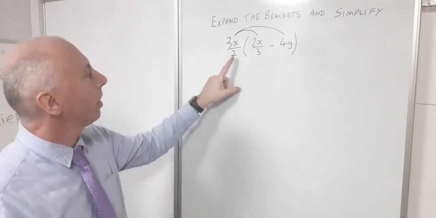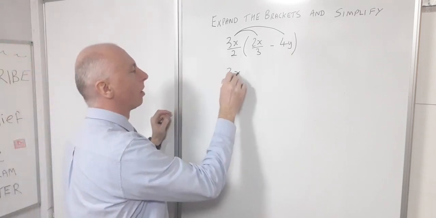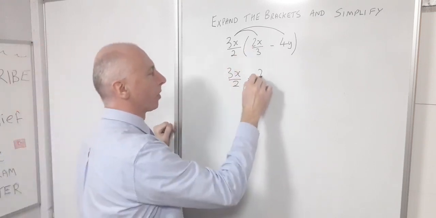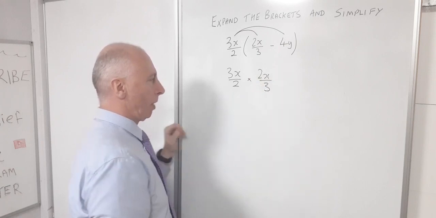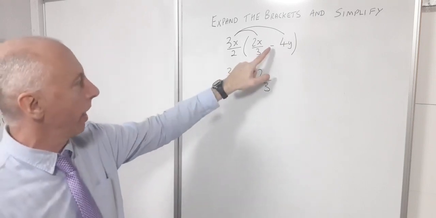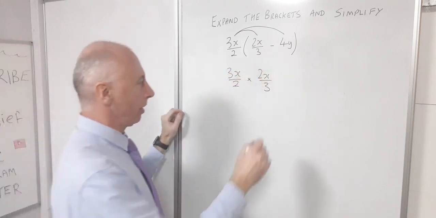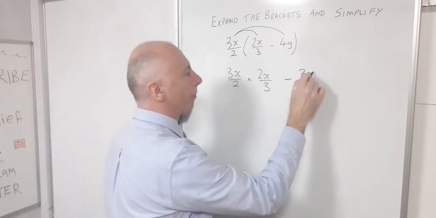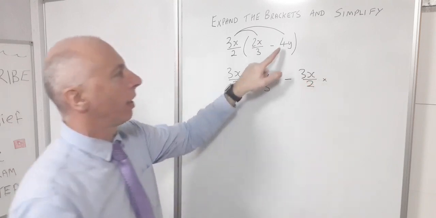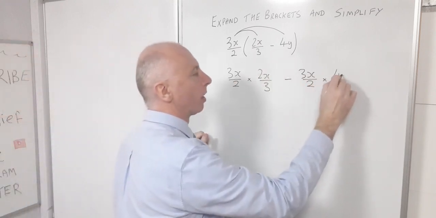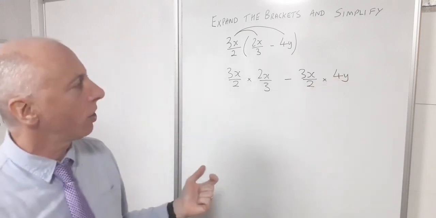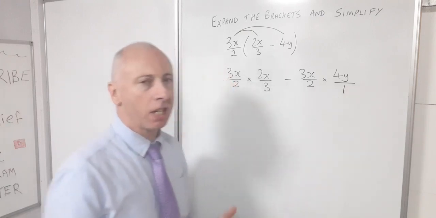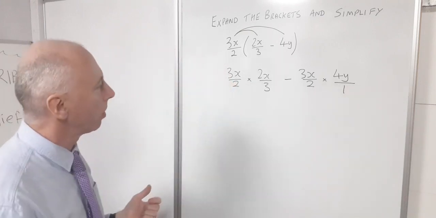So the first thing I do is 3x over 2 multiplied by 2x over 3. That's my first term. And then this one here, I've got a minus, so I must make sure I put a minus. And I've got 3x over 2 multiplied by 4y. Now 4y, I won't leave it just like that. I'm going to write that as a fraction just to make things clearer and easier for me to spot any mistakes as I'm going along.